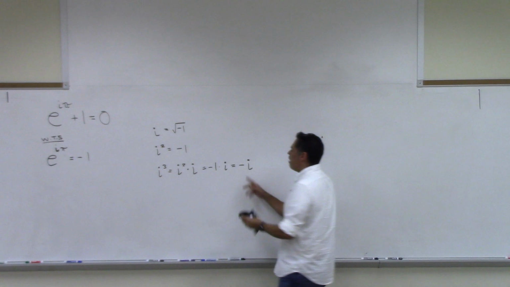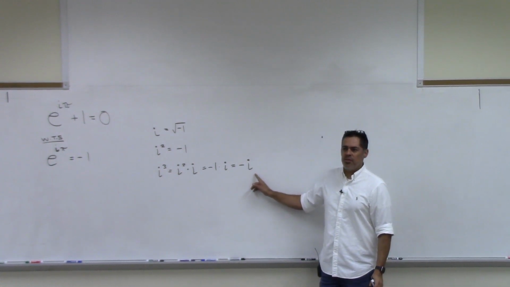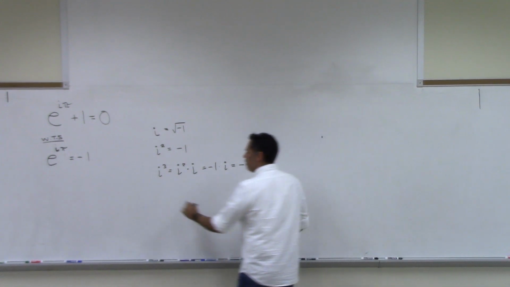-1 times root 1. I'm just going to write -i. How about that? Just -i. So i cubed is -i. What's i to the 4th?